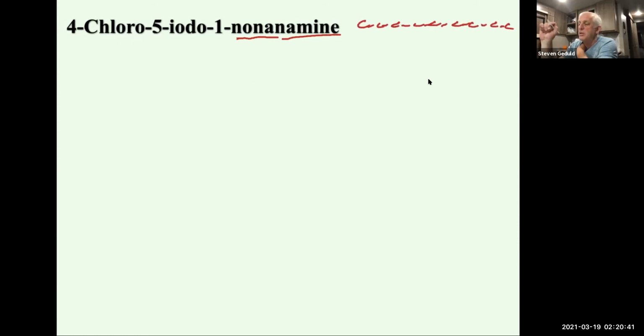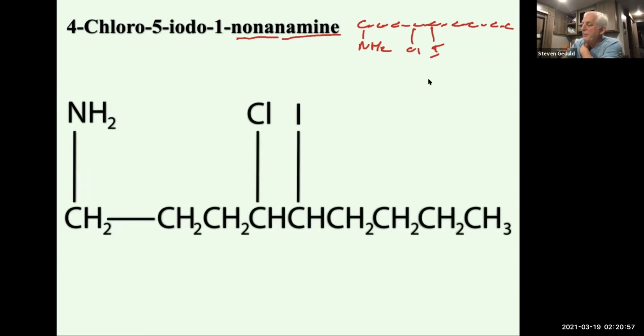Okay, 9 carbons. At number 4, there's a chlorine group. At number 5, there's an iodo group. And at the number 1 carbon, there's an amine group. So you draw 9 carbons. Number 5, there was an iodine. Number 4, there was a chloro group. And right at the first carbon, number 1, was your amine group.